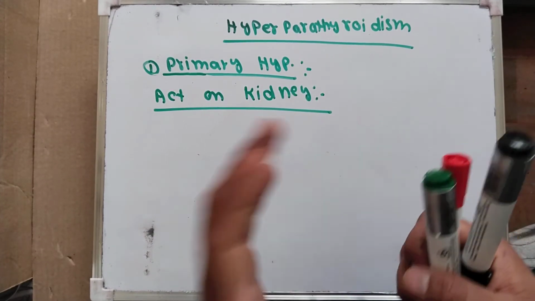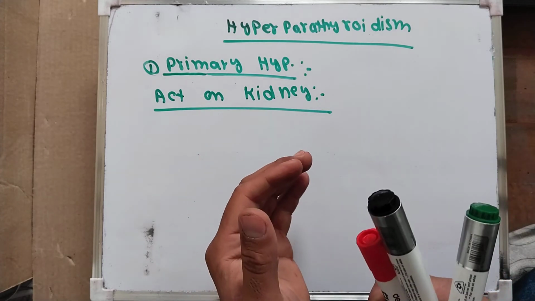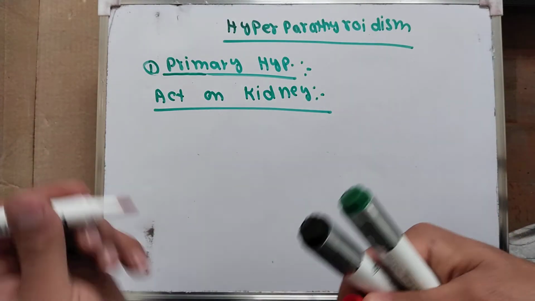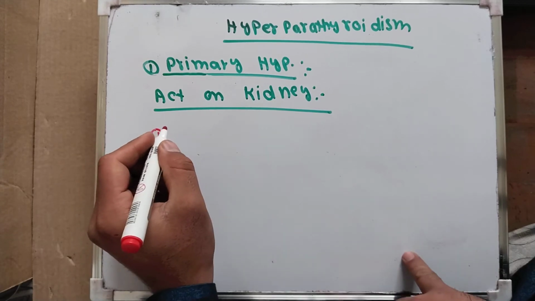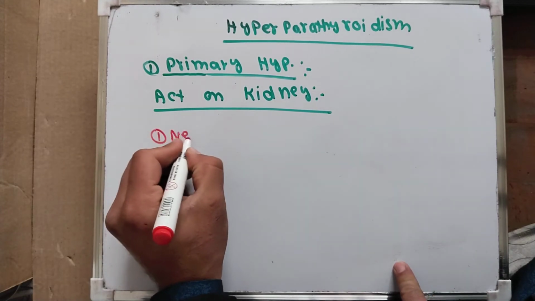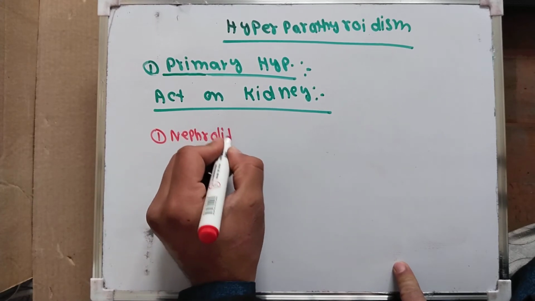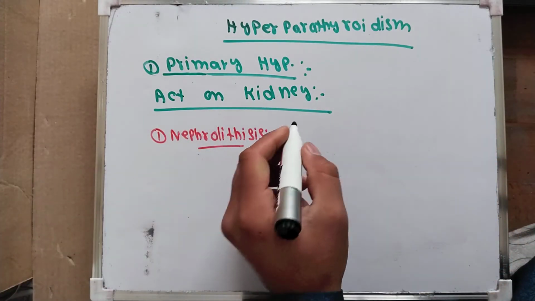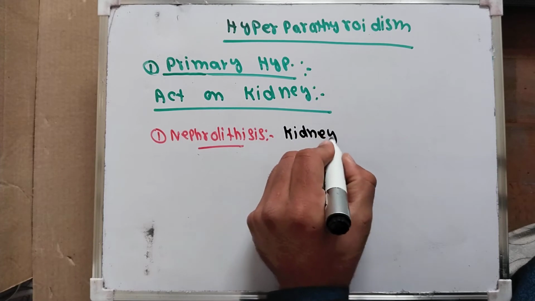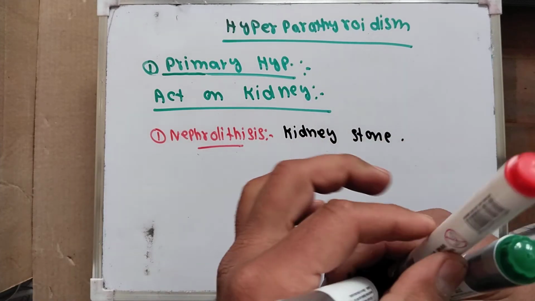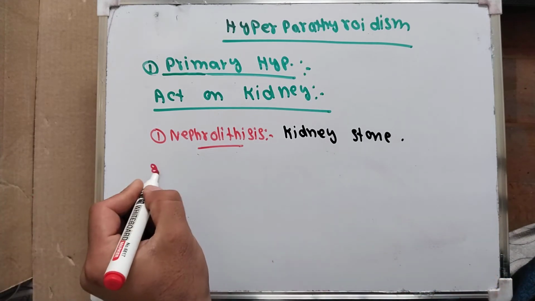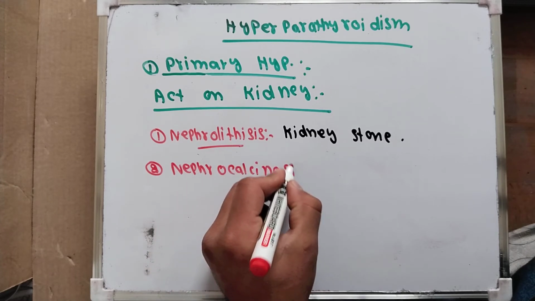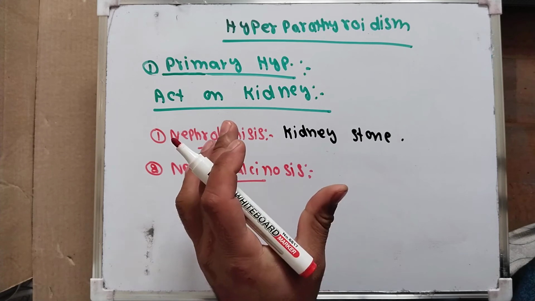Now we will discuss the action of parathyroid hormone on the kidney. What happens when there is primary hyperparathyroidism? What will happen in the kidney? The first problem that will occur is nephrolithiasis. Nephrolithiasis means kidney stone. Kidney stones will be formed. The second problem is nephrocalcinosis. Nephrocalcinosis means deposition of calcium ion in the nephron.